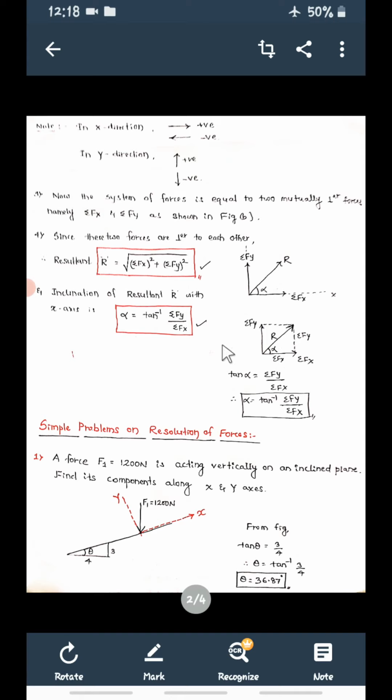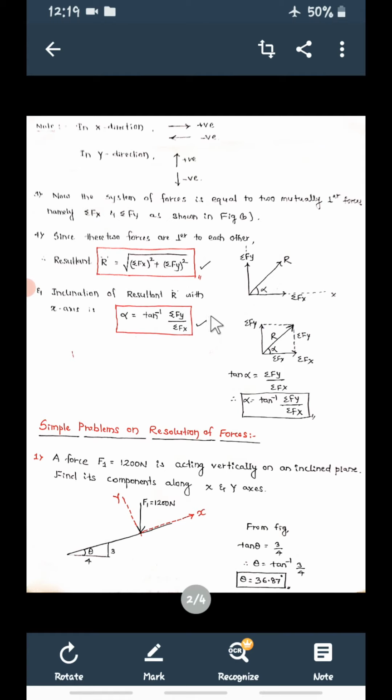So if I take tan alpha, it is equal to opposite, summation Fy, divided by summation Fx. So alpha is equal to tan inverse of summation Fy upon summation Fx. So in the problem, we have to find the resultant R and the inclination made by this resultant with the x-axis, that is alpha. So R we have to find out, alpha we have to find out. That is the problem they are going to ask in the examination.